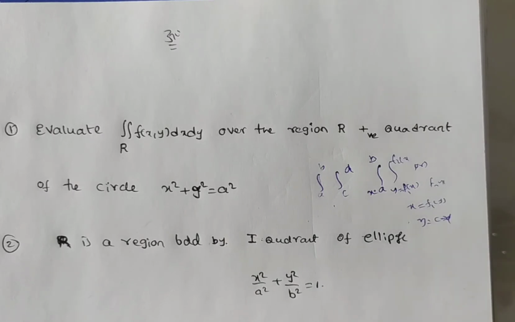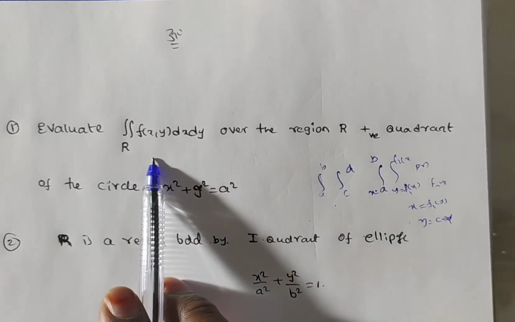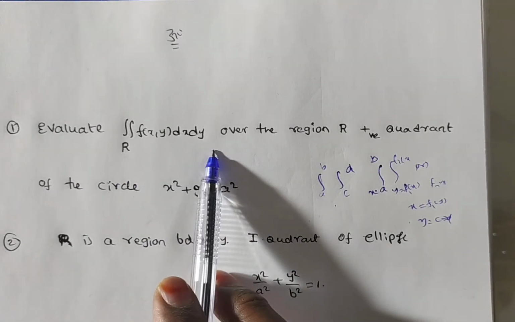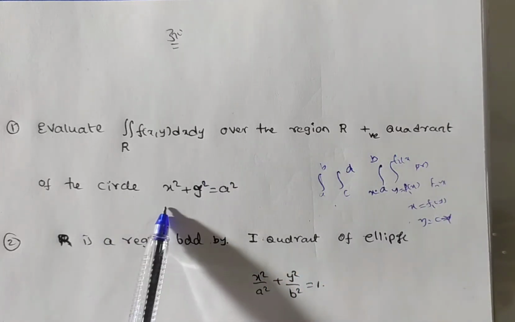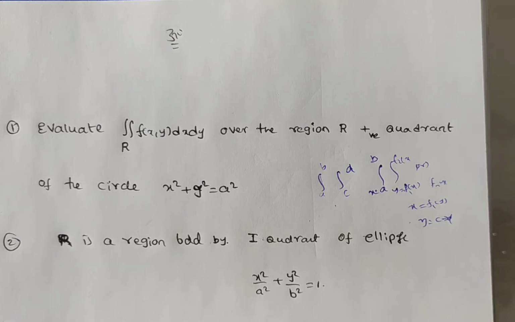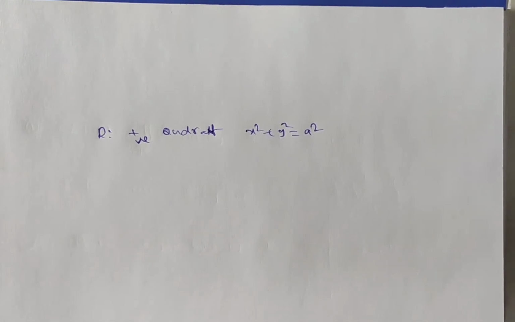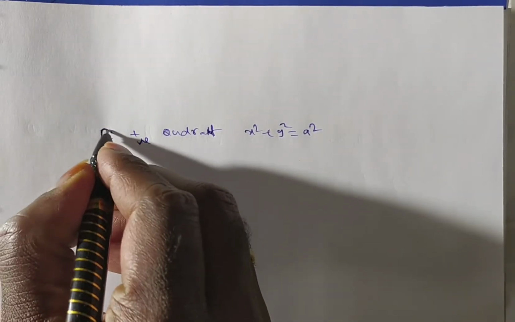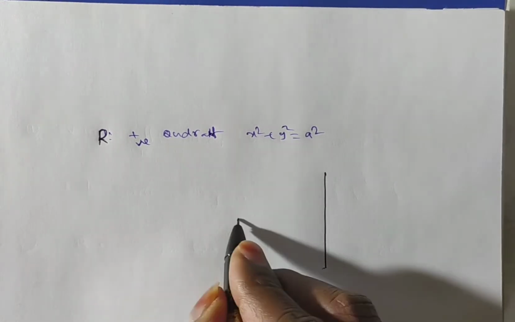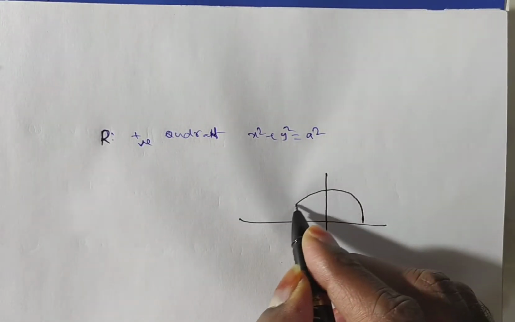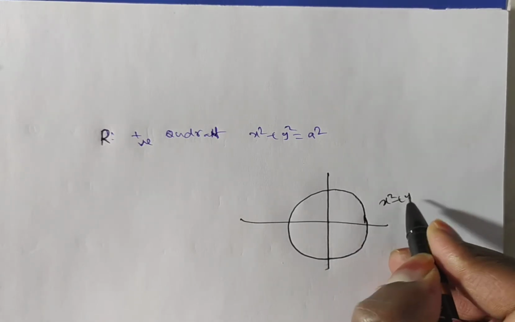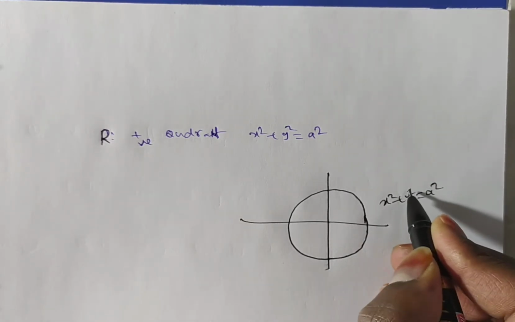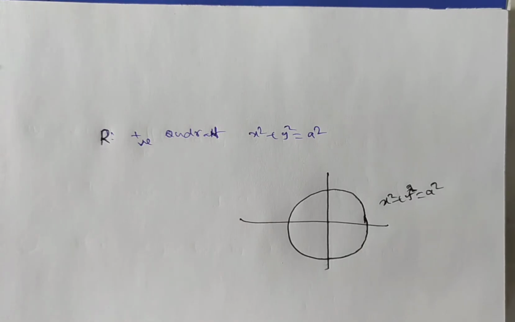Coming to the first problem: evaluate the double integral over R of f(x, y) dx dy, where the region is the positive quadrant of the circle x square plus y square is equal to a square. So the region we have is the circle x square plus y square is equal to a square, that too the positive quadrant. Suppose you consider the circle x square plus y square is equal to a square, that has radius a.